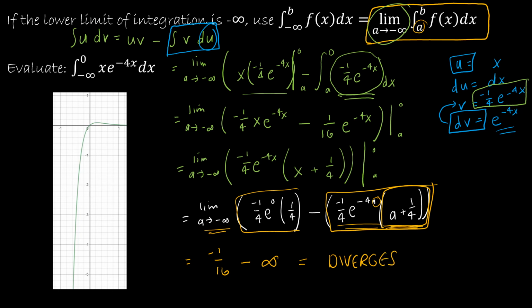And let's take a look at our graph, because I didn't do that at the beginning because I wanted us to discover that it diverges. But if you look at the graph and you think about the fact that I'm going from negative infinity up to 0, we're talking about all of this area under the curve, and we can see as we continue to the left, that value is just going to keep growing bigger and bigger and bigger. So it makes perfect sense that this diverges.